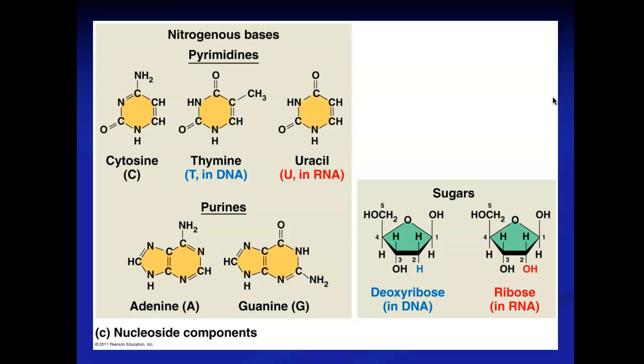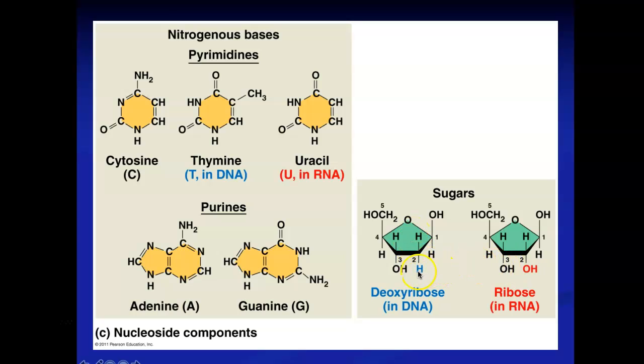All right, and so these are showing you your nitrogenous bases. These are what are called pyrimidines. They're single rings: cytosine, thymine, and uracil are pyrimidines. And then purines are going to have two fused rings. Adenine and guanine are your purines. And then this is showing you once again the sugars, deoxyribose and ribose.